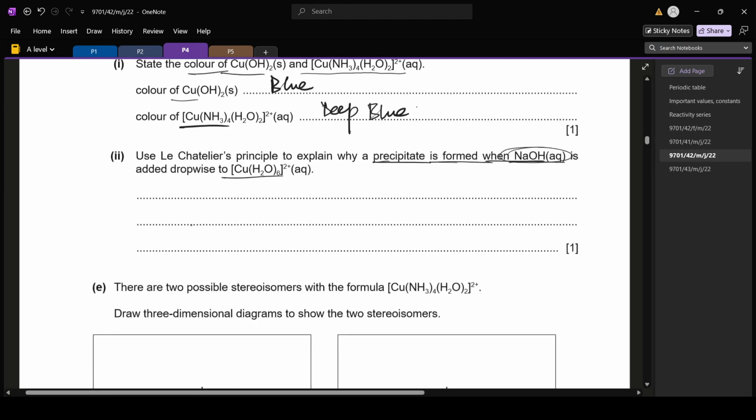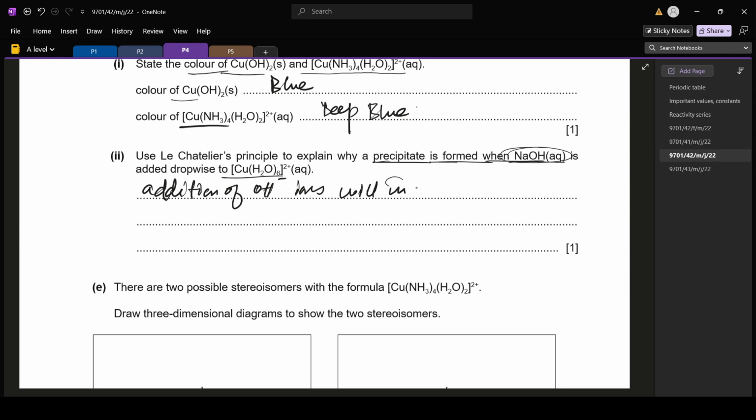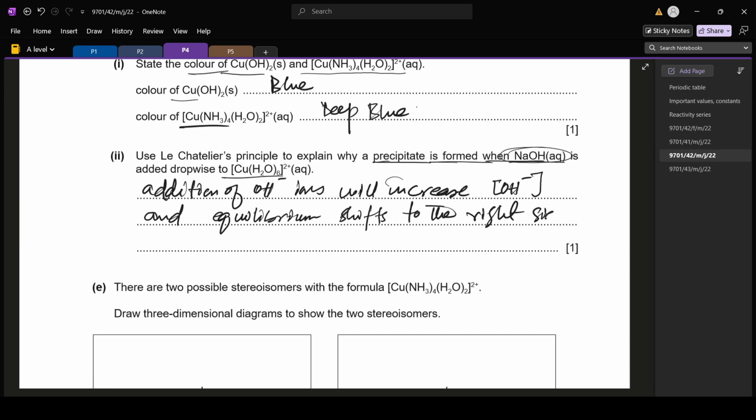So the addition of OH ions will increase the concentration of OH ions, and the equilibrium shifts to the right side. Okay, part E.